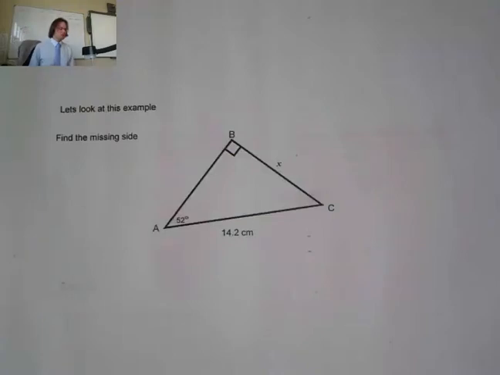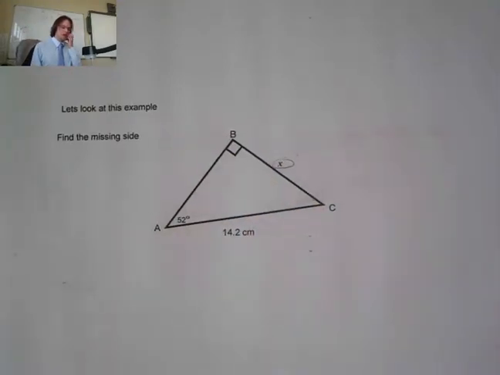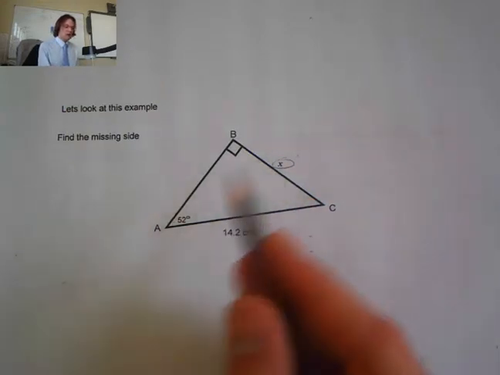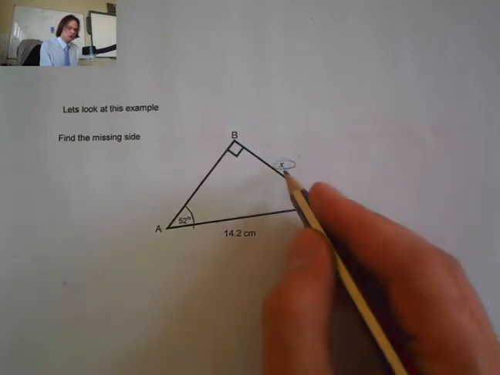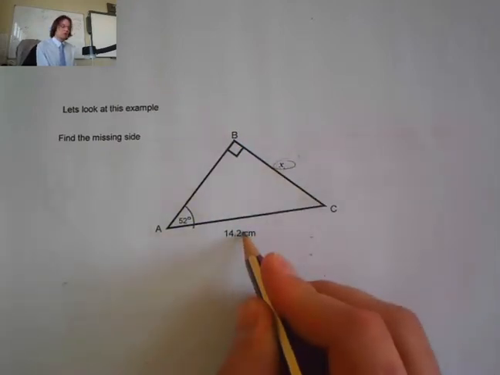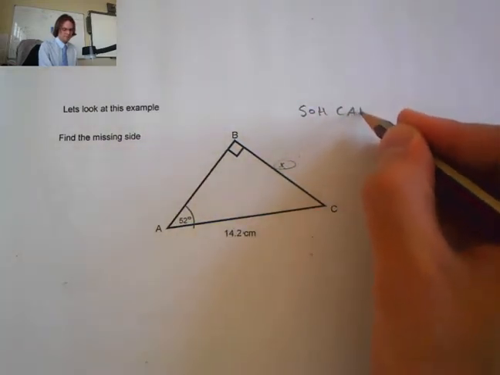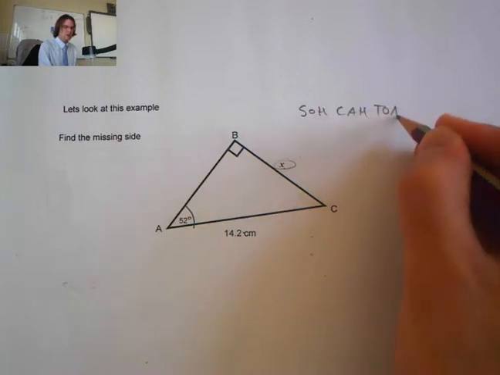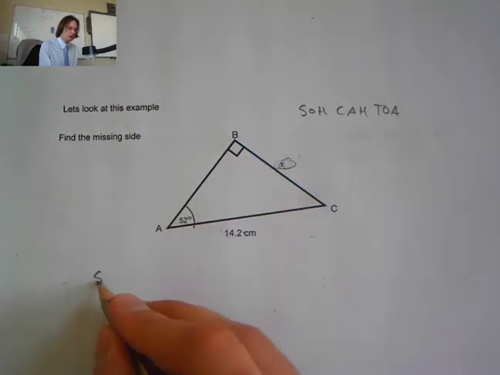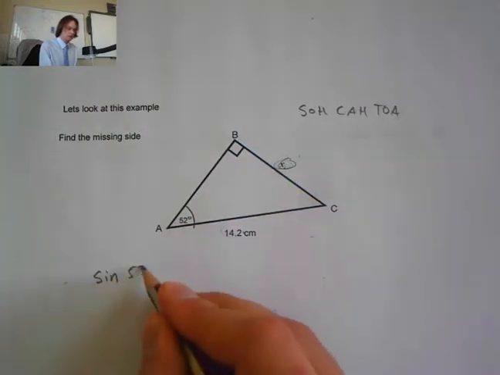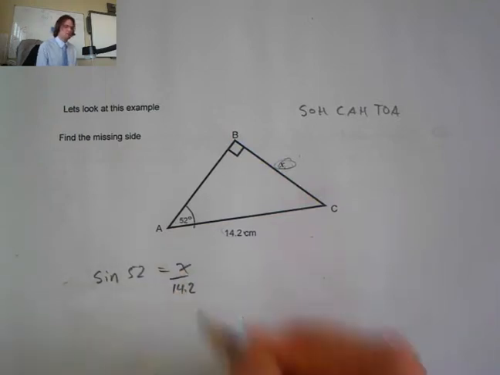Okay? So let's look at this example here. We want to find the missing side length, x. Okay? Now what do I know? I know my angle here, and we don't know the opposite, but we know the hypotenuse. So if we look at that, remember SOHCAHTOA? I want to know the opposite, and I know the hypotenuse. So I'm going to put in sine 52 is equal to opposite, which is x over 14.2, right?